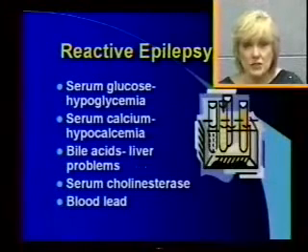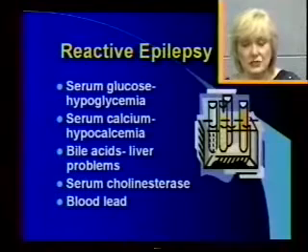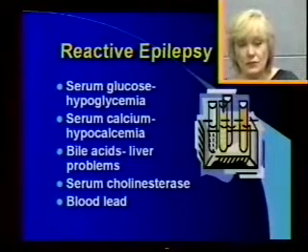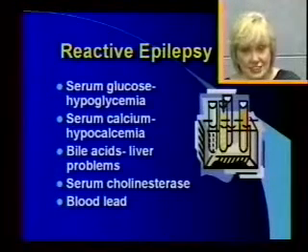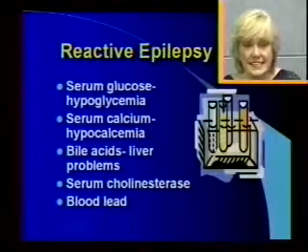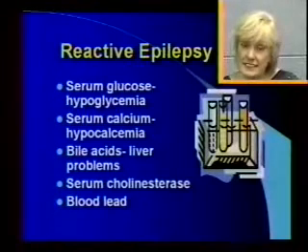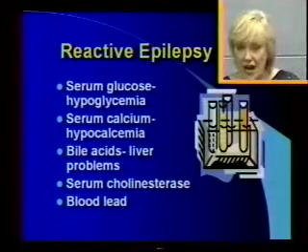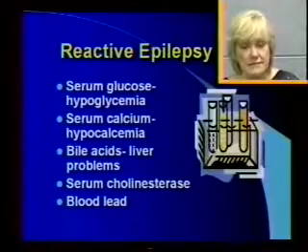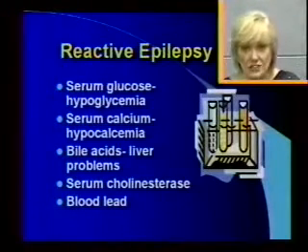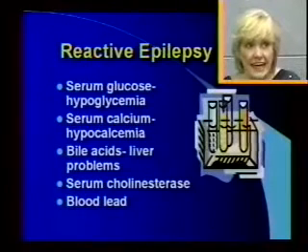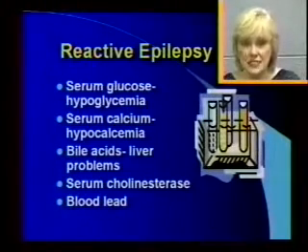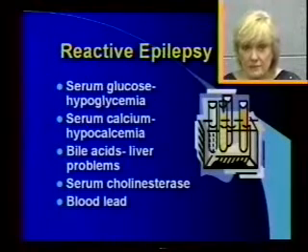If the serum glucose is low, that tells us we're dealing with hypoglycemia. Then we have to figure out what's going on to cause the hypoglycemia, but at least we know the cause of the seizures at that point. The second one is serum calcium, and if they again have hypocalcemia, low calcium, then we know that the seizures are caused from that, and then we have to just figure out what's causing it. And then the bile acids, that's what we do to check for liver problems.